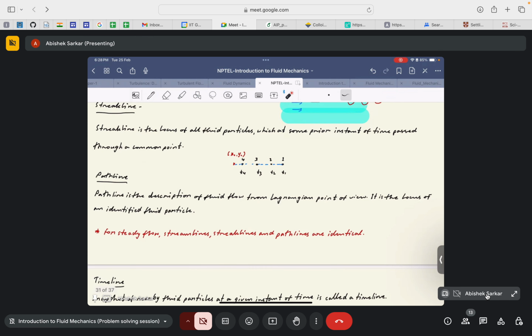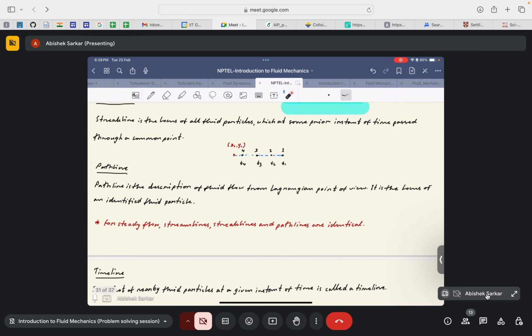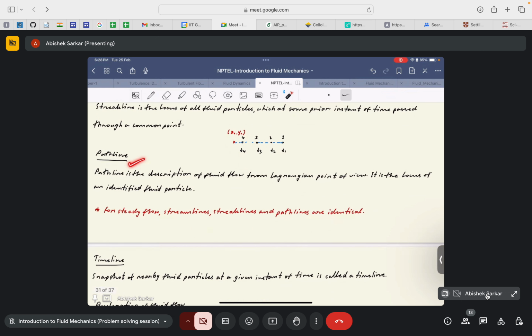And the final tool of visualization is the path line. It's basically the Lagrangian description of the fluid flow. We follow the locus of an identified fluid particle. So, for example, this is your point of injection, say x naught, y naught, and it was injected at some time t naught. Then instead of looking into different particles, we just look into a particular molecule, say 1, which was injected at time t naught.